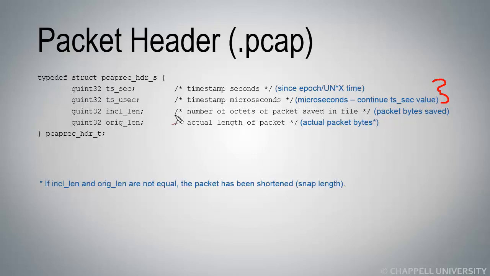The next two fields that we have are both length fields. The first length field defines the number of octets of the packet that's saved in the file, and the next one defines the actual length of the packet. If these two numbers do not match, then we know that someone has snapped or shortened the packet.